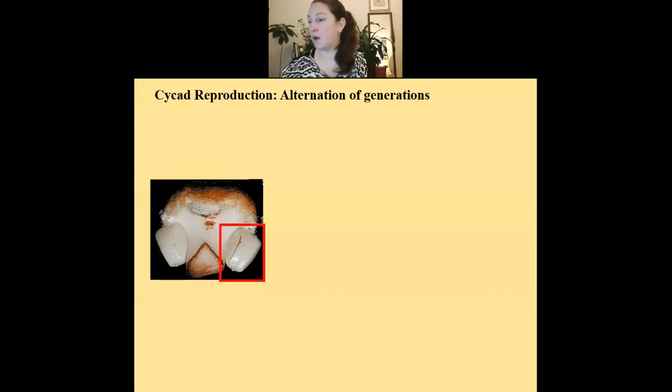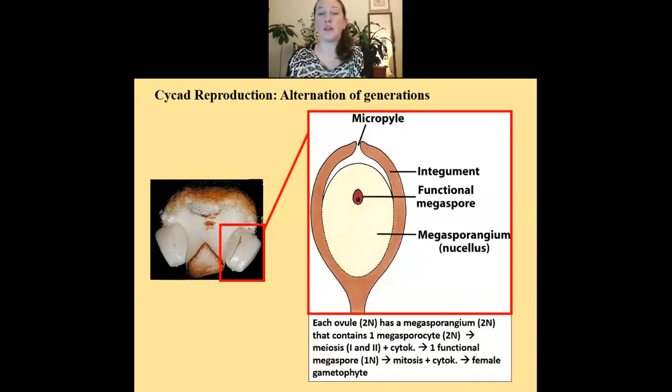So this is one ovule. And as we already have talked about, the ovule is made up of certain parts. The integument is the outside. There's a hole in the integument called the micropyle. And then inside of that is the megasporangium or nucellus, which contains the megaspore mother cell. So what does it say down here? Each ovule is diploid and it has a megasporangium, which is also diploid, right? Just like sporangium is always diploid, because sporangium is part of the sporophyte plant.